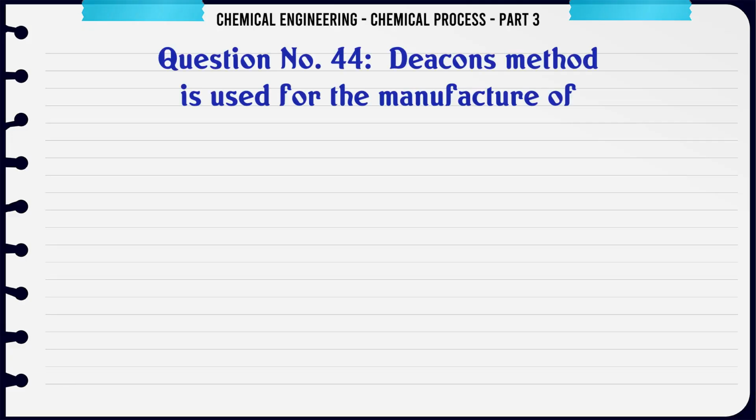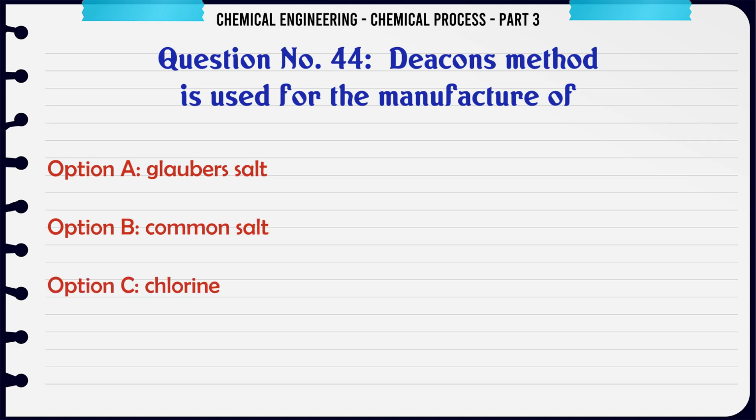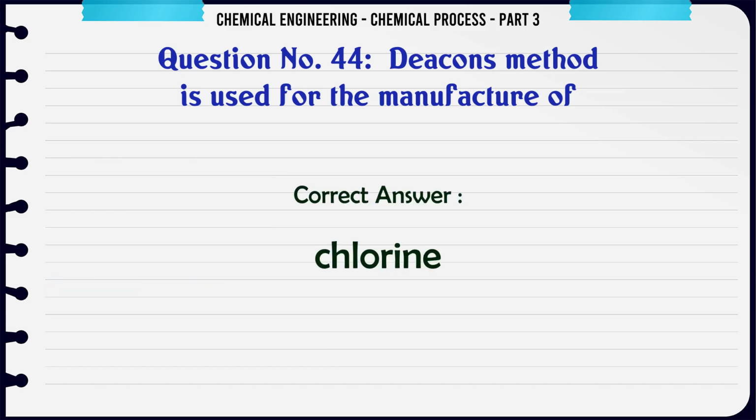Kern's method is used for the manufacture of A. Glauber's salt, B. Common salt, C. Chlorine, D. Graphite electrode. The correct answer is chlorine.